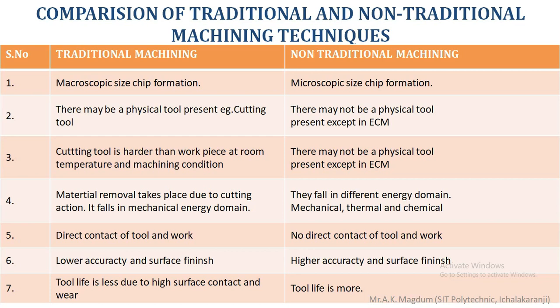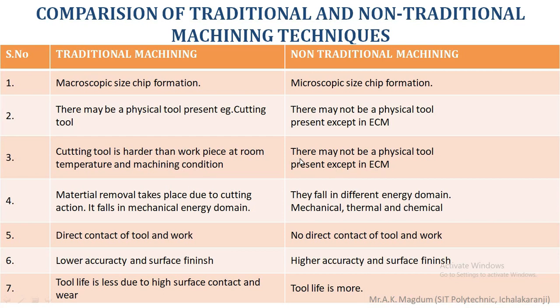But in non-traditional machining, there may not be a physical tool present except in ECM. In electrochemical machining, only the tool is available. Other than that, no tool is present, or there is no physical contact with the workpiece surface. So that is a very important advantage of non-traditional machining. Next, the cutting tool is harder than the workpiece at room temperature and machining condition. This is the requirement of traditional machining. Then and only then can you carry out machining practices with traditional machining.